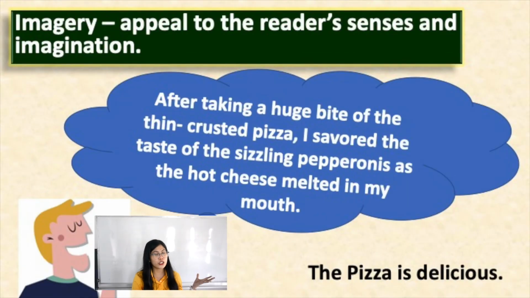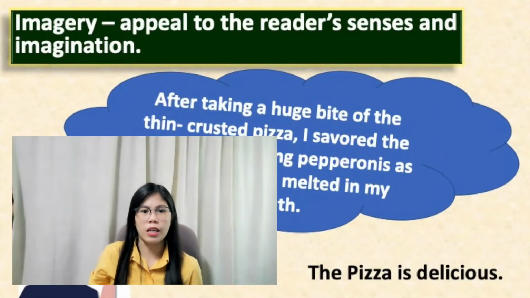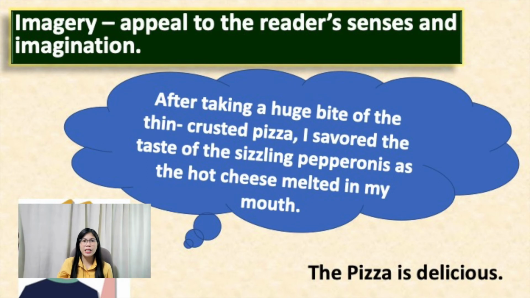Next, imagery appeals to the reader's senses and imagination. So what are the senses that we have? We have the sense of sight, hearing, touch, smell, and taste. An example of imagery is this one: "After taking a huge bite of the thin crusted pizza, I savored the taste of the sizzling pepperonis as the hot cheese melted in my mouth." As you can see here, using imagery, we're able to stimulate our senses.